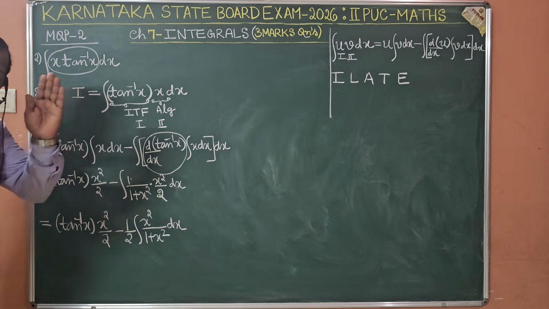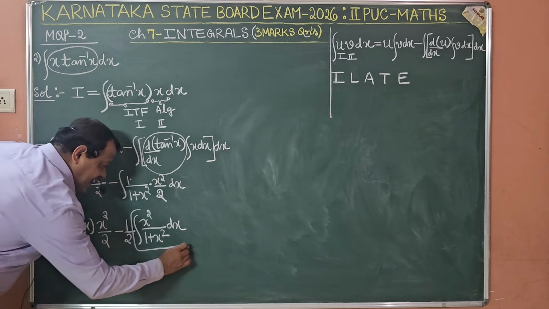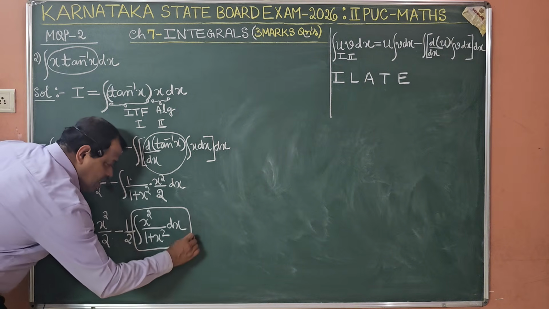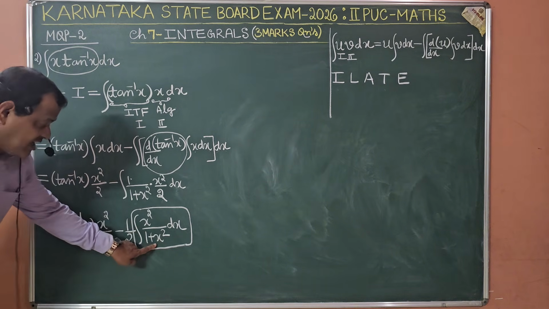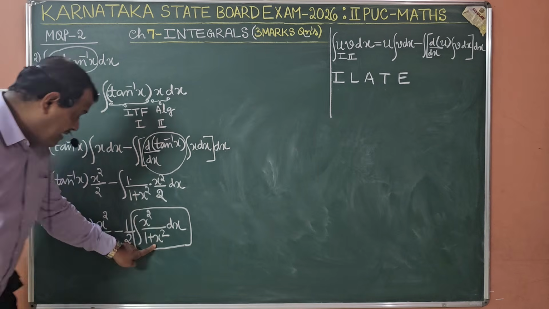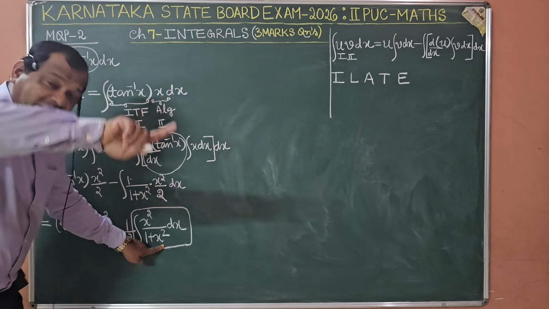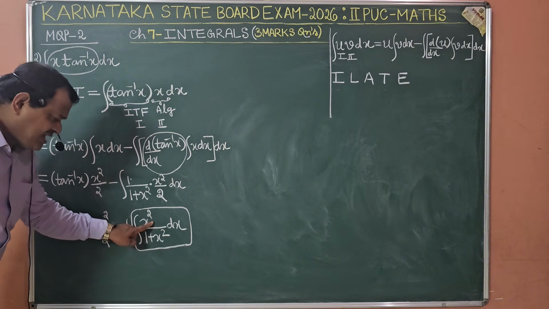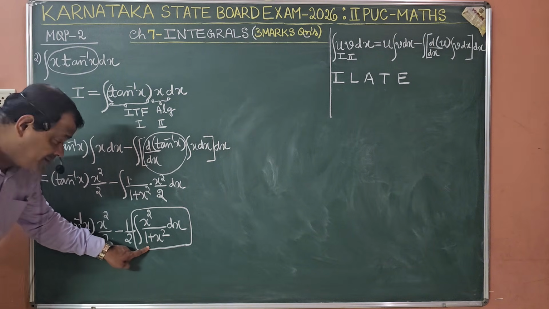So now the only challenge is, how do you integrate x square by 1 plus x square dx? Here actually this comes under partial fractions, but do not apply partial fractions. It can be easily bypassed by adjusting the numerator. Can you see the denominator? What is the denominator?